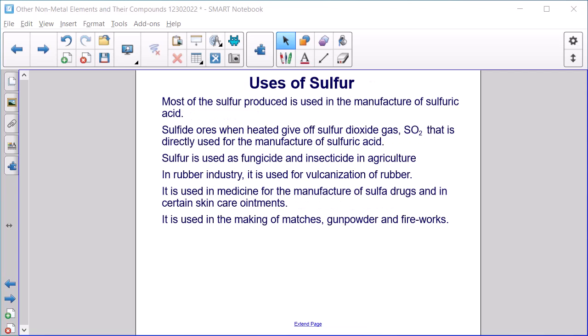Most of the sulfur produced is used in the manufacture of sulfuric acid. Sulfide ores, when heated, give off sulfur dioxide gas, SO2, that is directly used for the manufacture of sulfuric acid. Sulfur is used as fungicide and insecticide in agriculture. In the rubber industry, it is used for vulcanization of rubber. It is used in medicine for the manufacture of sulfa drugs and in certain skincare ointments. It is used in the making of matches, gunpowder, and fireworks.